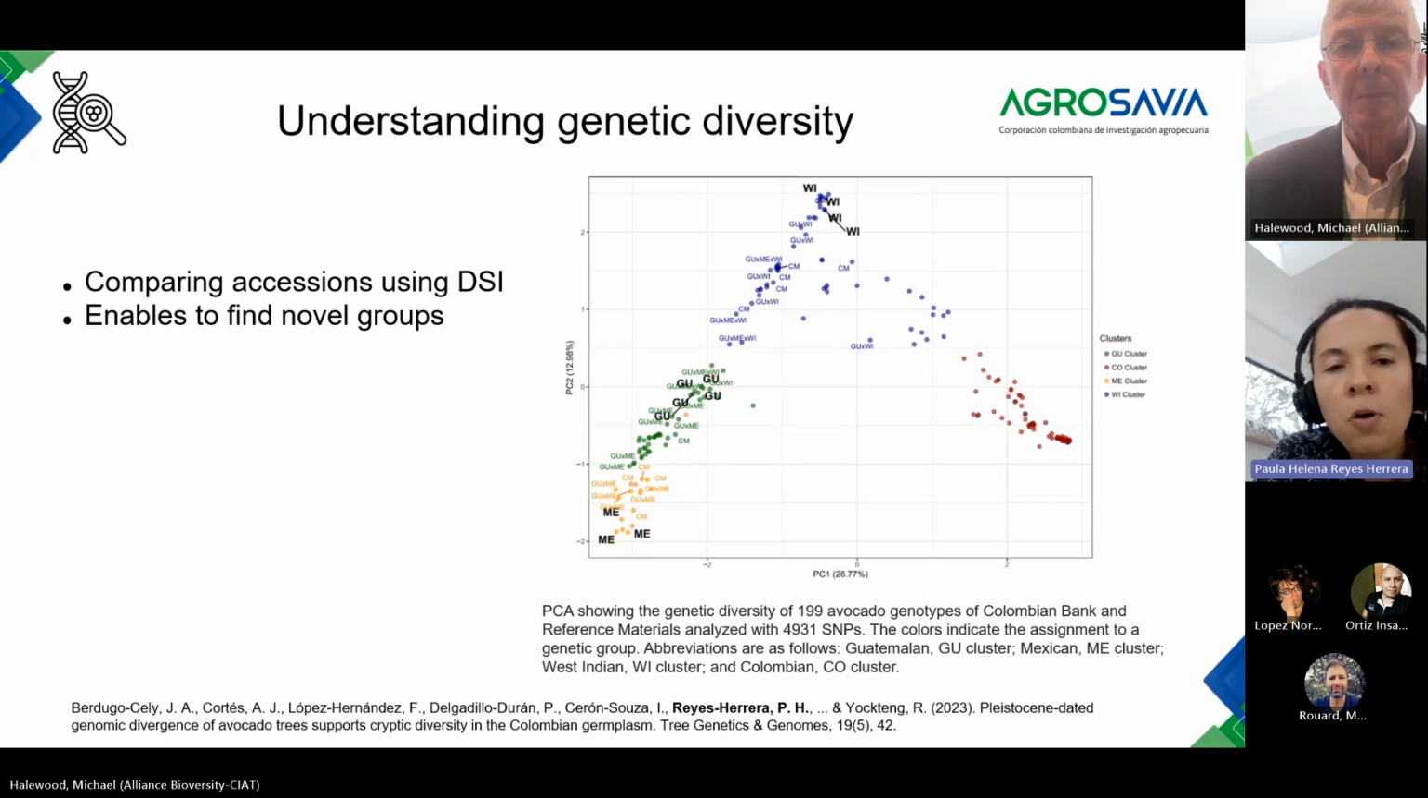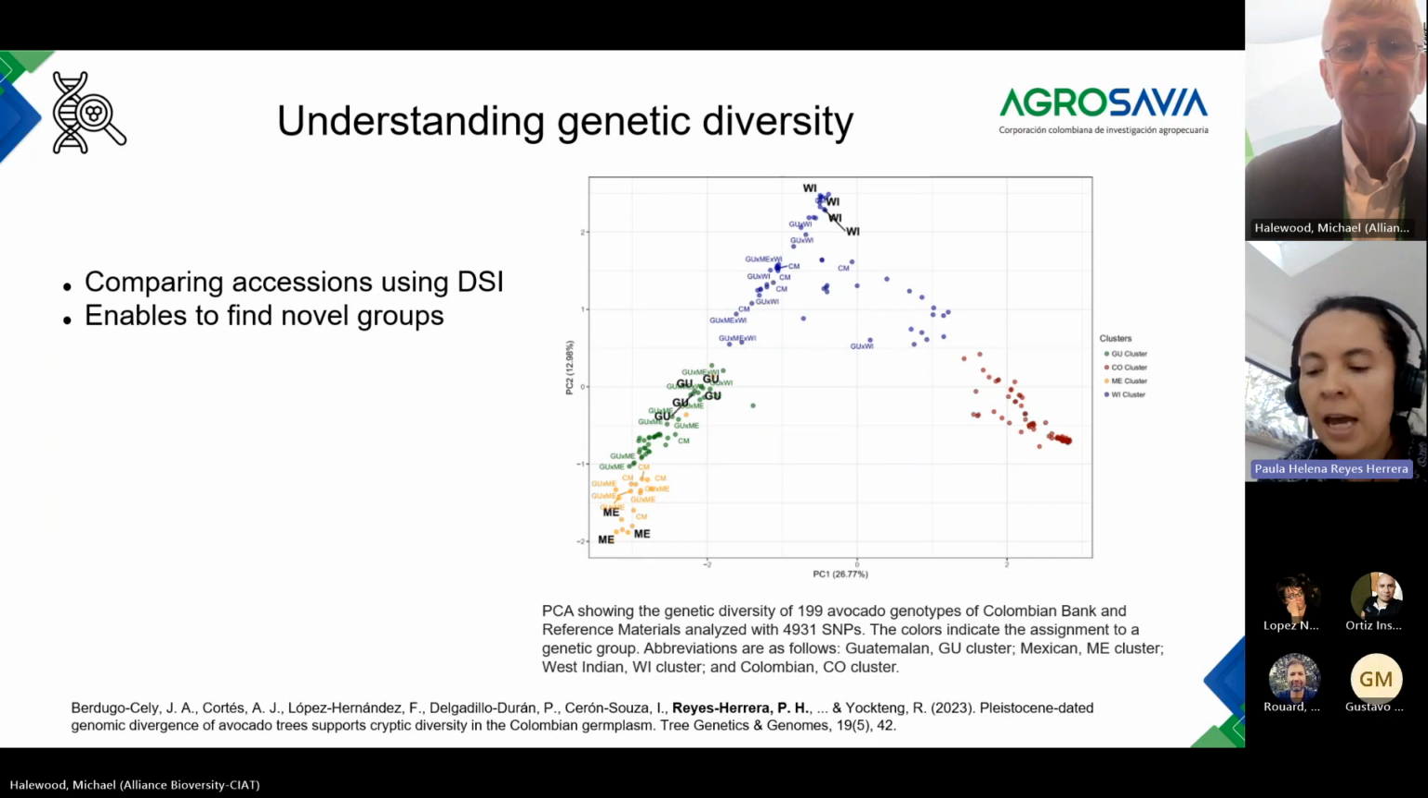And here I present you an example of how we study avocado accessions. In this figure, I present a PCA based on molecular data. There are three races known for avocado: the Mexican, in yellow, Guatemalan in green, and the West Indies in blue. So we used DSI from the NCBI that were genotyped using the same technique that we used to genotype our accessions.